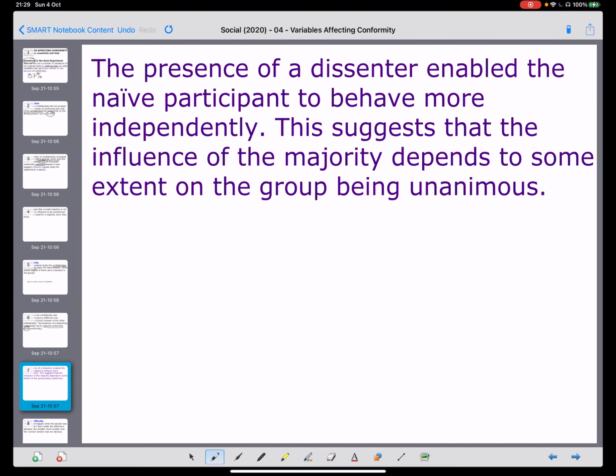So it says the presence of a dissenter enabled the naive participant to behave more independently. And this is an explanation as to why there is a reduction in the conformity rates when there's a dissenter. And of course, this is because the majority were not unanimous.